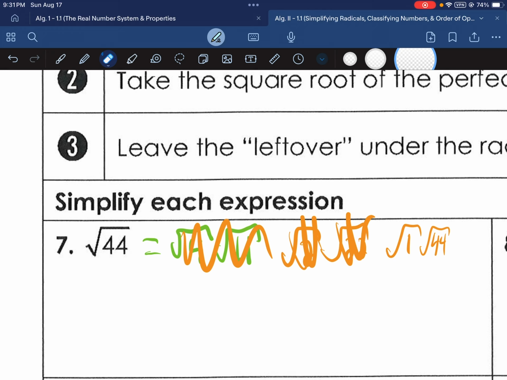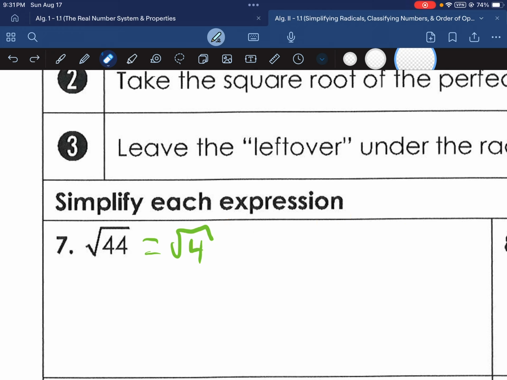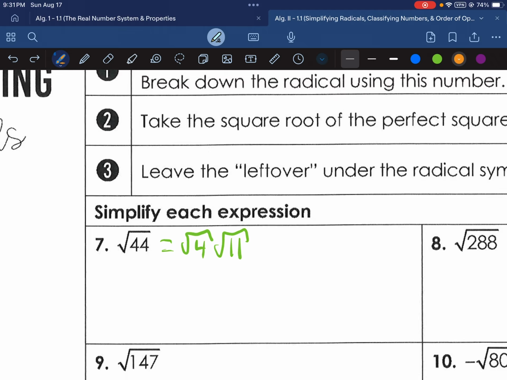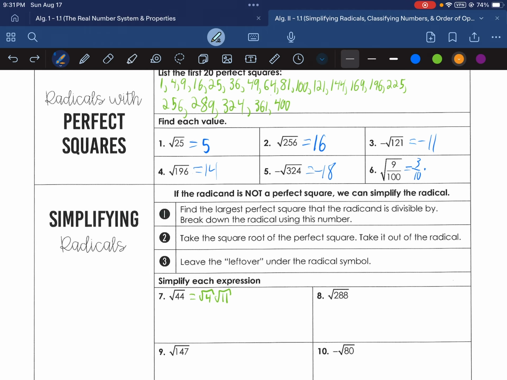The two numbers underneath the radical multiply to become the original number of 44. So how would you know which one of these to use? Well, the secret is you want to find the one that has a perfect square. And as we look at these perfect squares that we wrote earlier, the biggest perfect square that goes into 44 is 4.